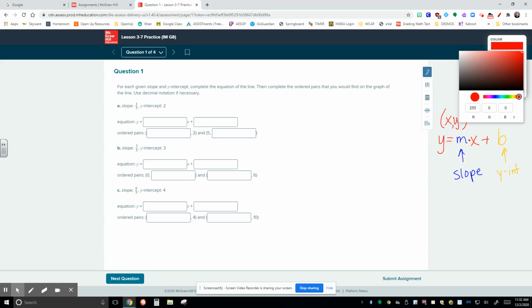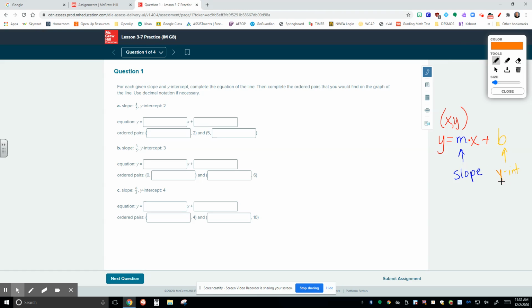And I keep talking about y-intercept. The name that we now know y-intercept from is also called the vertical intercept. So we call it vertical, or when we're talking about vertical, we're talking about on the y-axis.